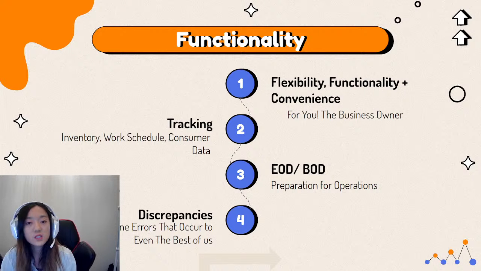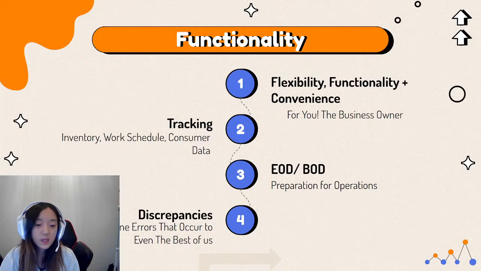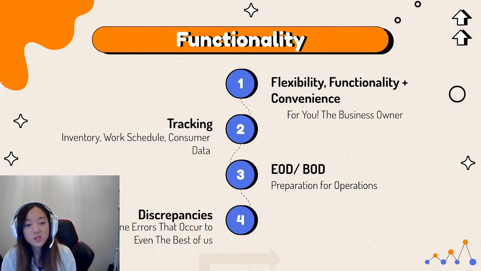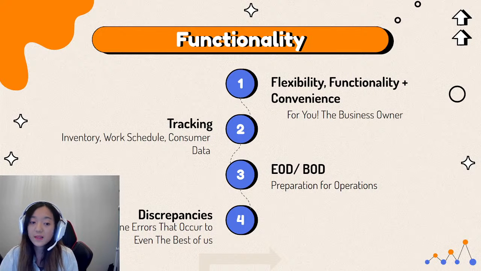The fourth function is discrepancies. Discrepancies are common errors that can occur. This can be caused by human miscalculation or even machines. POS collects all transactions, which can be helpful to find out where the discrepancy occurred. All discrepancies need to be reported and made note of at the end of the day. Also, I want to make it clear that this is not an exhaustive list of benefits of a POS system. However, these are the main functions.